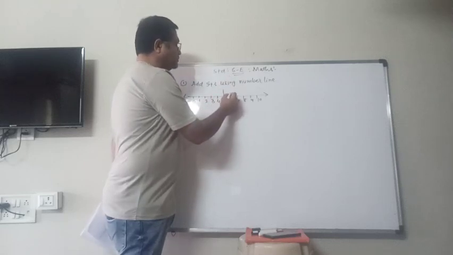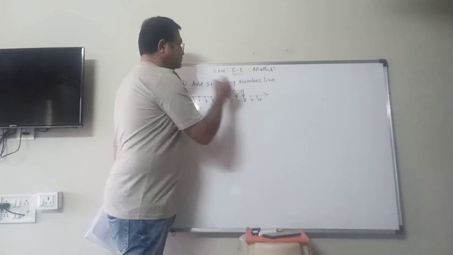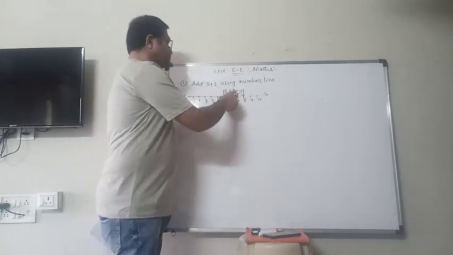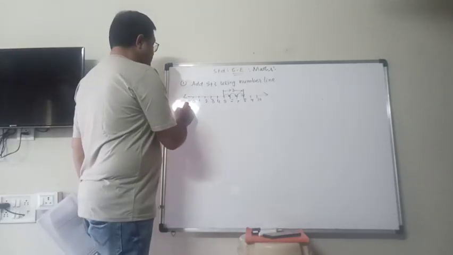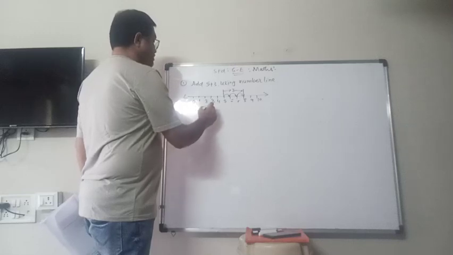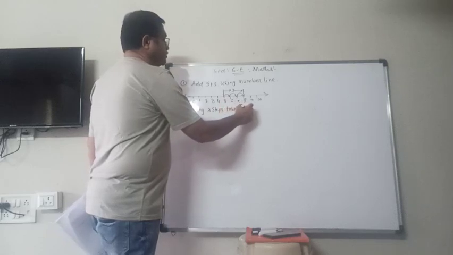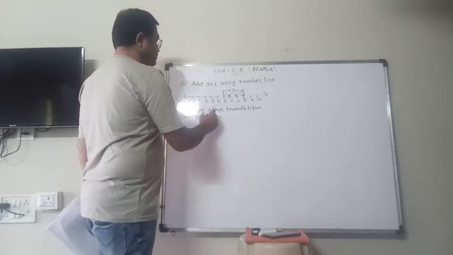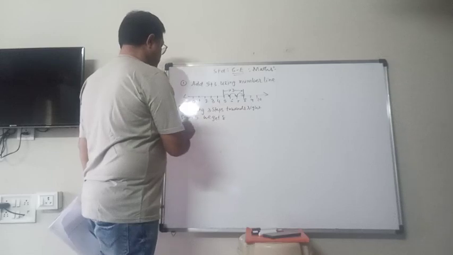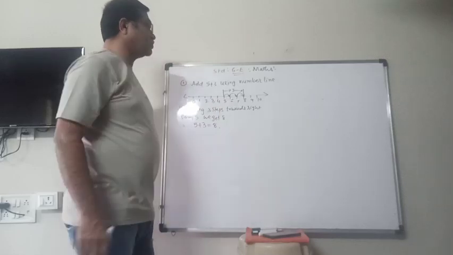So we do like that, 1, 2 and 3. So the direction. How many steps we move? 3. And what did we get? 8. So we can write down here, by moving 3 steps towards right from 5, we get 8. Therefore 5 plus 3 equals 8.